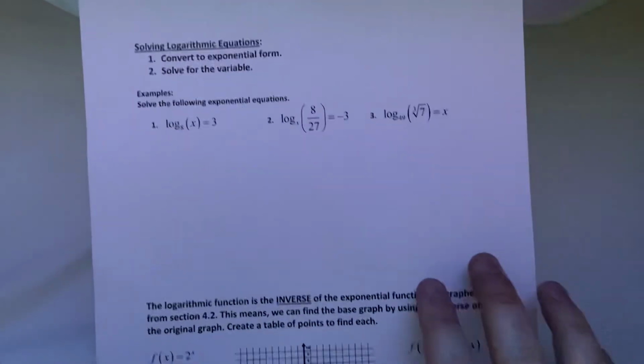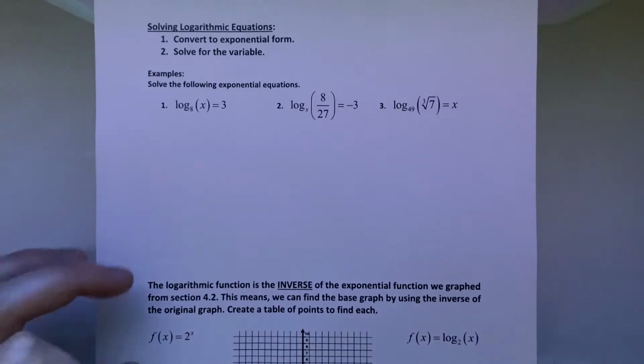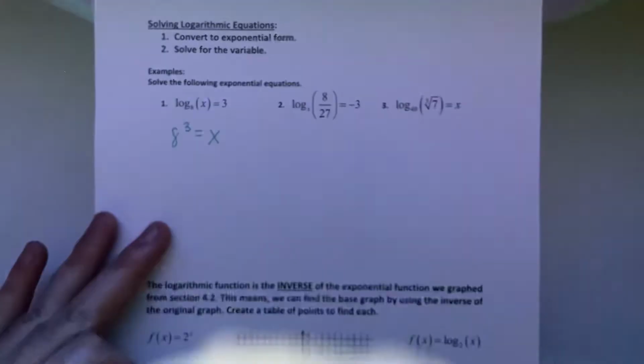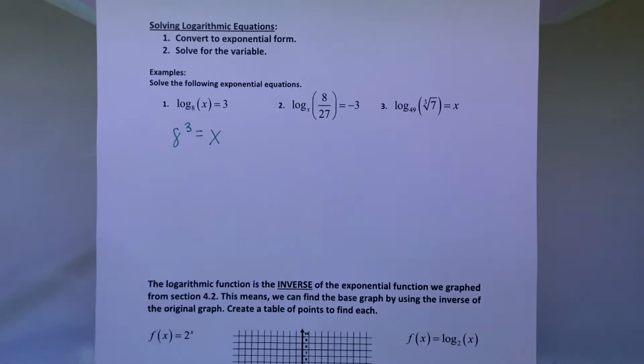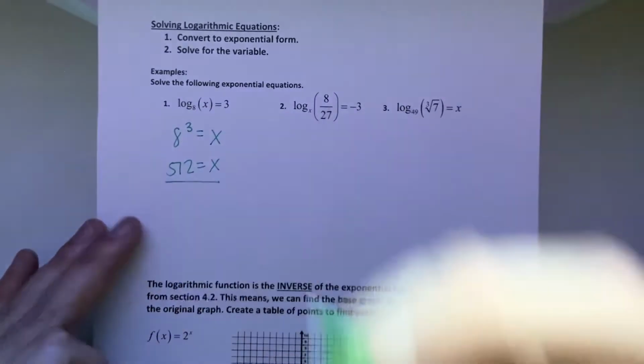Now, solving logarithmic equations for now is very easy. All you're going to do is convert them to exponential equations and solve them the way you would have solved the exponential equations in the last section. So log base 8 of x equals 3. You rewrite as 8 cubed equals x, and you solve for x accordingly. Here we'll just take 8 cubed, which is 512, and we'll be done.